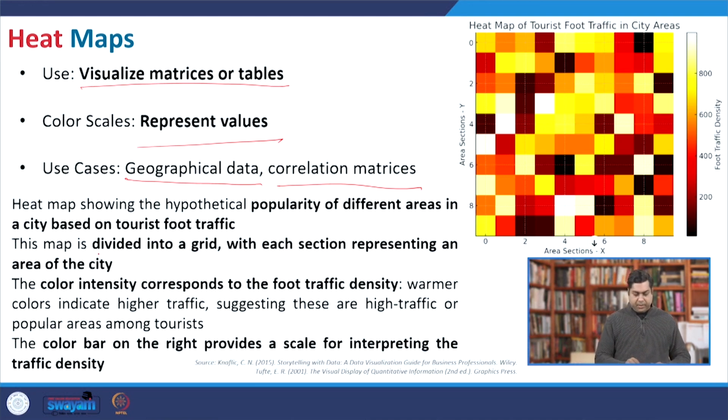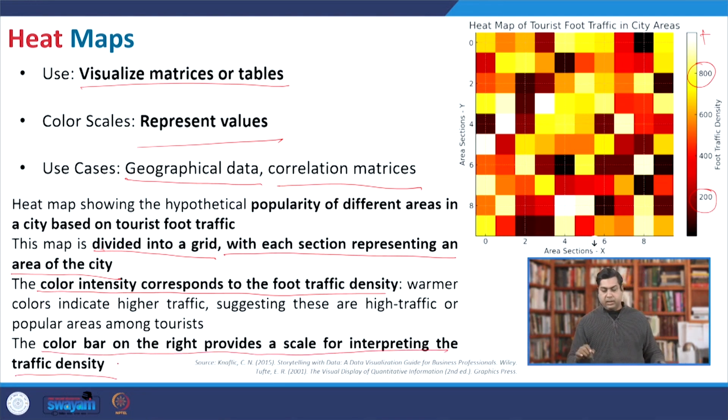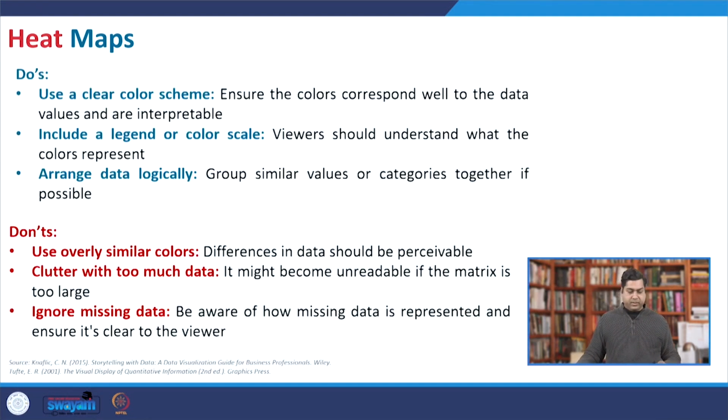This map is divided into a grid with each section representing an area of the city. The color intensity corresponds to the foot traffic density, where, if you see from this, when it is close to white, it is having the highest value, and close to black it is going to be the lowest value. So, the color bar on the right provides the scale for interpreting the traffic density, that is how those areas are filled. So, this is another heat map, there are multiple uses of that.